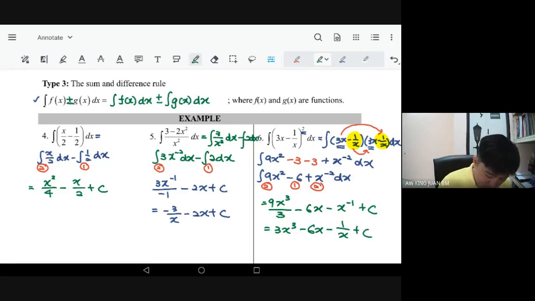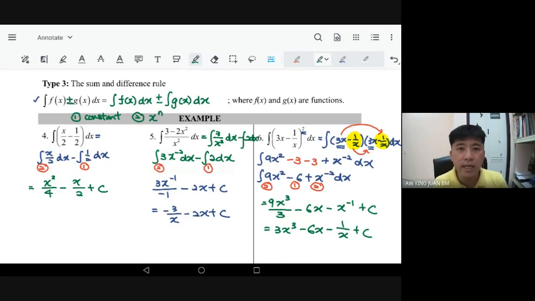Okay, masih sama. Rules number 1 is a constant. Rules number 2, x to the power of n. Then dalam sini, kita belajar macam mana nak split then simplify. Apa maksud expand then simplify. Then kena ingat, setiap kali nak integrate, mesti ada pegangan, iaitu rules yang keberapa.